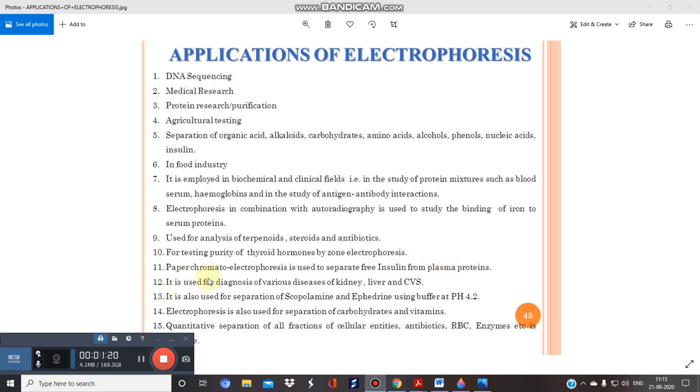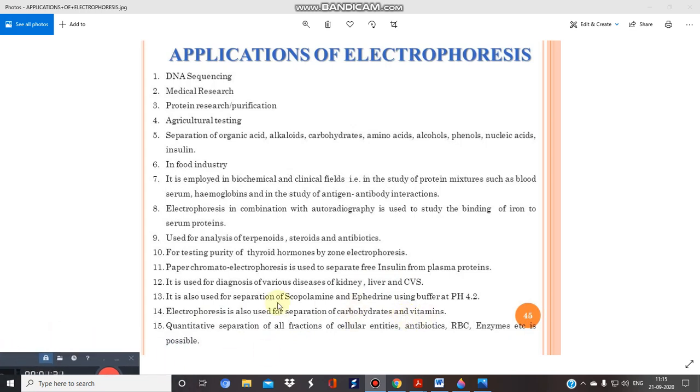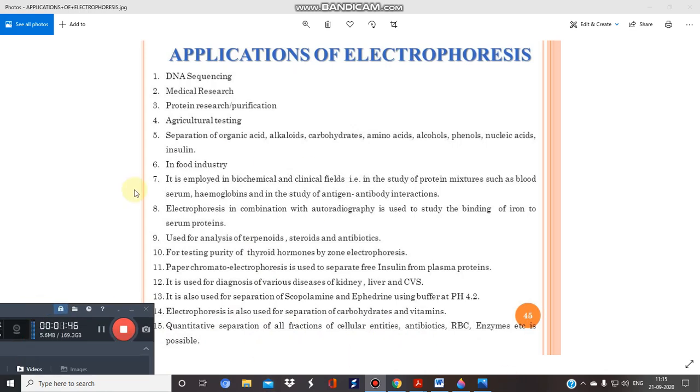Yes, it is also used as a diagnostic for various diseases of the kidney, liver, as well as the cardiovascular system. It is also used for the separation of carbohydrates and vitamins. Apart from this, it is a quantitative method. It has applications that are qualitative as well as quantitative. It is a quantitative separation of all fractions of cellular entities, antibiotics, RBCs, enzymes, etc., wherever it is possible. So these are very important applications of electrophoresis.